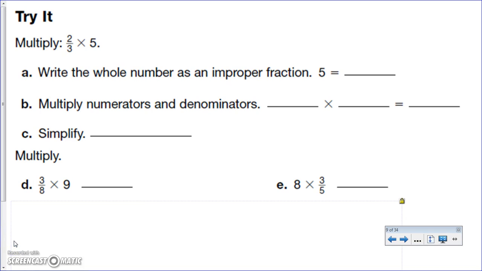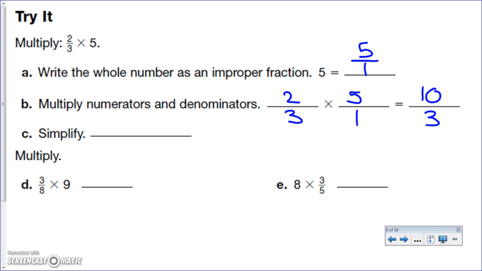For the triad, we need to multiply 2/3 times 5. So step A, write the whole number as an improper fraction. So we're going to put 5 over 1. Then we're going to multiply the numerators and then the denominators. So we're going to set up the problem as 2/3 times 5 over 1. And that gets us 10/3.